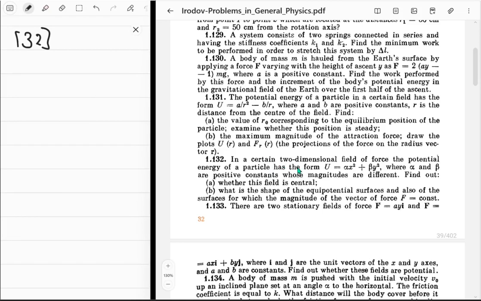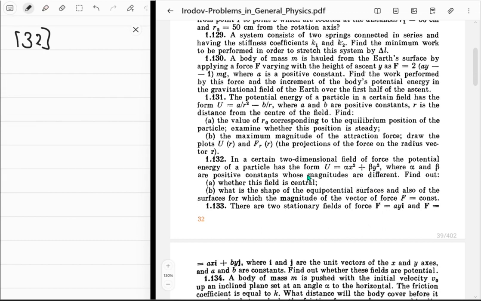In a certain two-dimensional field of force, the potential energy of the particle has the form U equals alpha x squared plus beta y squared, where alpha and beta are positive constants whose magnitudes are different. Find out whether this field is central. What does that even mean? So it's a two-dimensional field of force. The potential energy of the particle has this form. Those magnitudes are different. That's the main point.